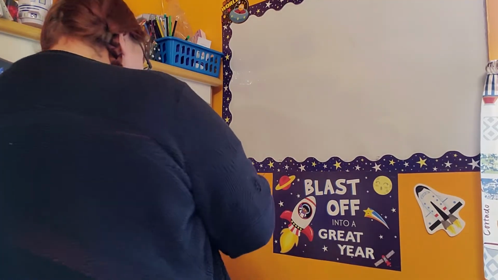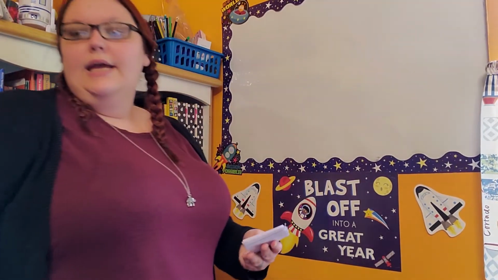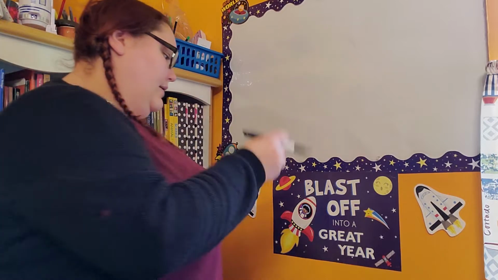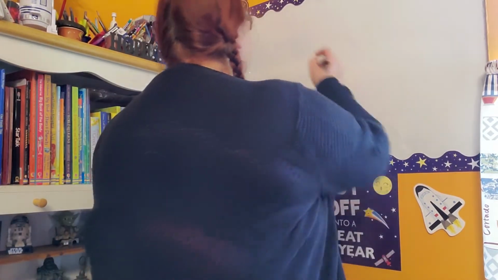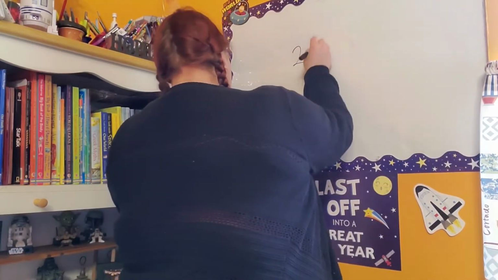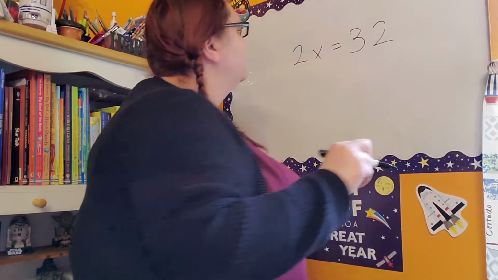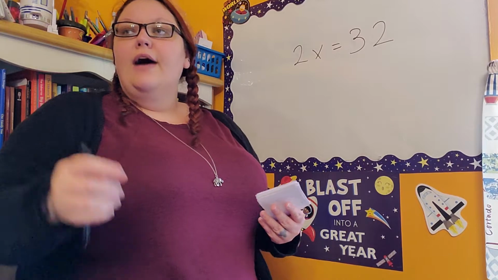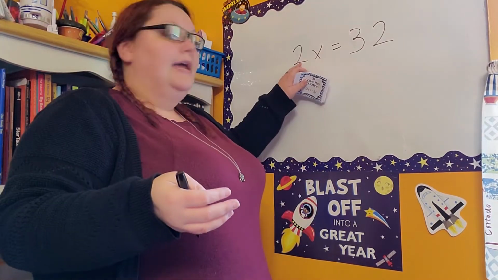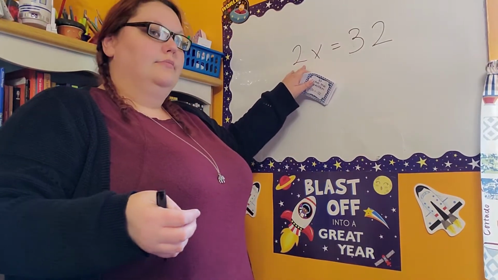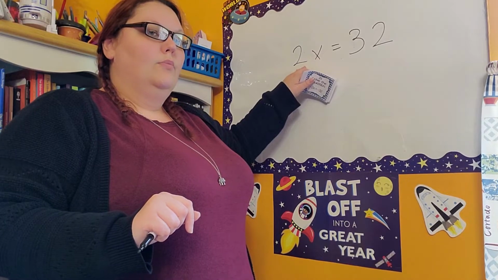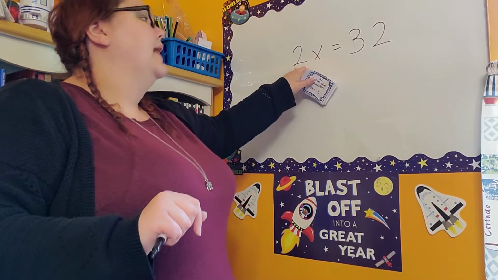All right. So we did an addition and we did a division problem. Let's see what we got next. All right, we have 2x equals 32. First we need to identify our operation on the x side, right? And what is the operation? Times. Yeah, times or multiply, right?